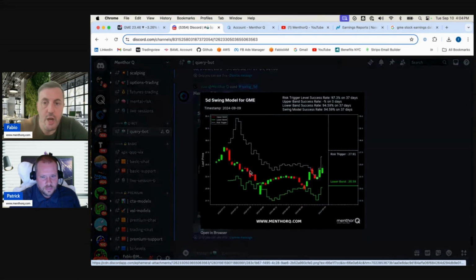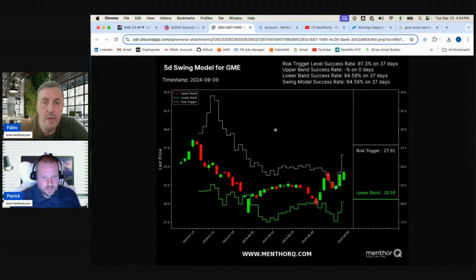The model shows us this chart. We have our lower band. The data is still as of end of day yesterday. We have a lower band of 20.59 and a risk trigger of 27.91. Here you can also see the swing model success rate. What we mean by success rate is whether the price over the next 5 days will stay within the lower band or the upper band if it's there, and then the risk trigger. Here we have a 97% success rate, meaning that over the past 37 days, the price in the next 5 days stayed within the range.